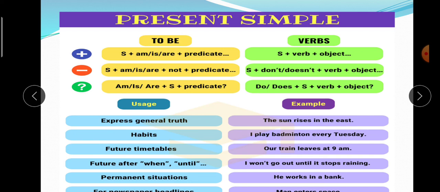Now subject plus don't, doesn't plus verb plus object. He doesn't finish his work on time. Am, is, are plus subject plus predicate. This is the question form. It means am, is or are will come at the start, then the subject and then the predicate.